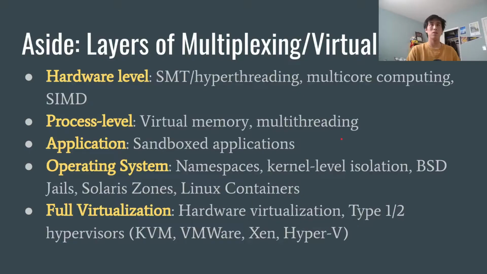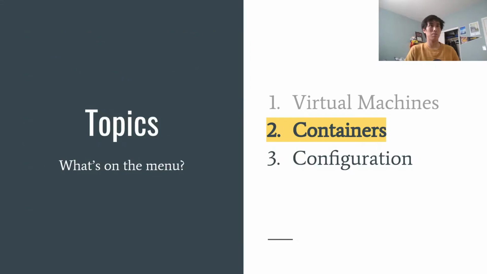But that's the VM. As an aside, there are actually multiple ways to do abstractions like this. At the hardware level, you have SMT, hyperthreading, multi-core computing, and SIMD, which you probably will learn in 61C or have learned. There are also process level abstractions such as virtual memory and multi-threading. On the application level, you have sandboxed applications. In the operating system, you have namespaces, kernel level isolation, BSD jails, Solaris zones, and Linux containers. For full virtualization, you have KVM, VMware, Xen, and Hyper-V, which typically do hardware virtualization with Type 1 and Type 2 hypervisors. That's just a quick brief intro to virtual machines.